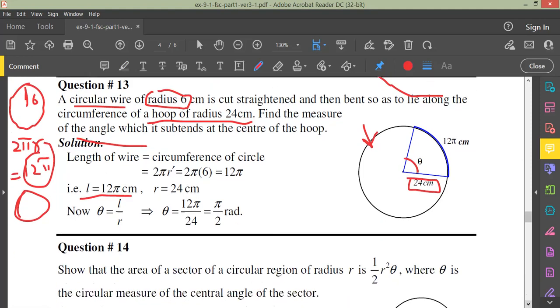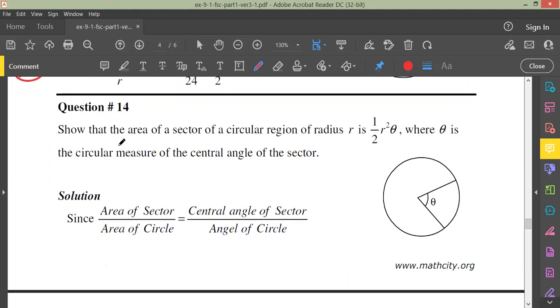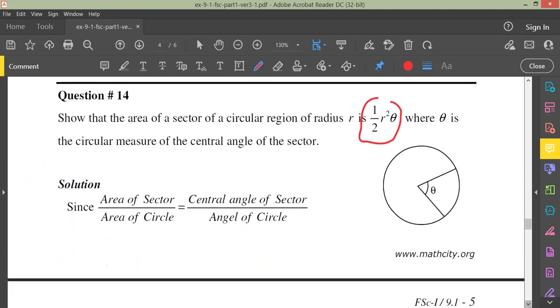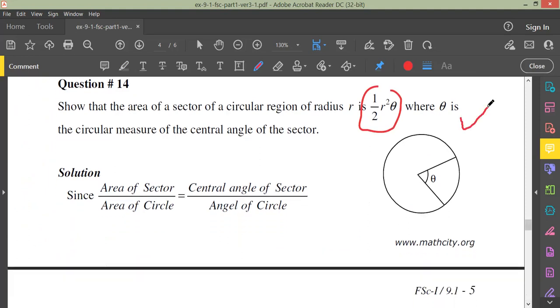This is a simple calculation. The area of the sector of a circular region of radius R is equal to 1 over 2. This is the formula to calculate the area of the sector of a circular region. So we have to show this formula. Simply, we will make a circular diagram. This is the radius, this is also the radius, this is theta, this is the value of L.